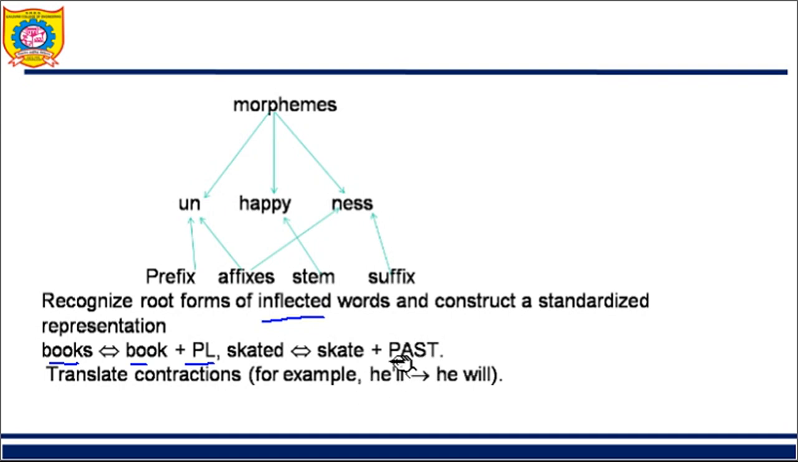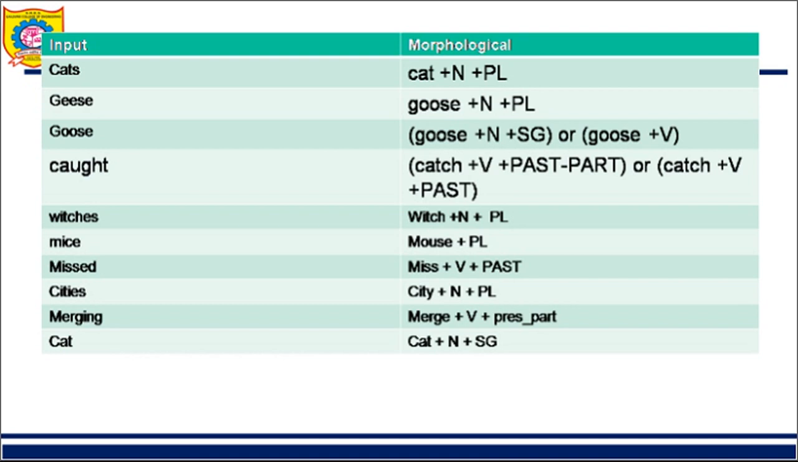Translate the contractions also. Sometimes we write in short form, he'll. So you have to translate it into the full form. So what is it? He will. This is done in morphological analysis. These are a few examples of morphological analysis.